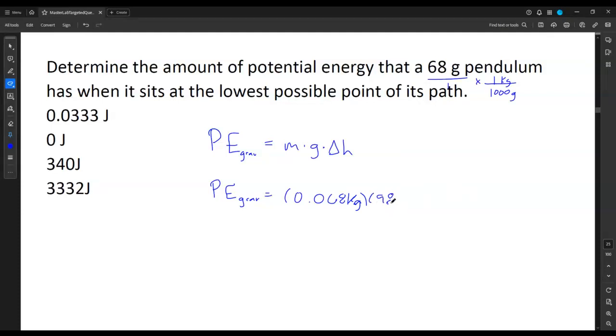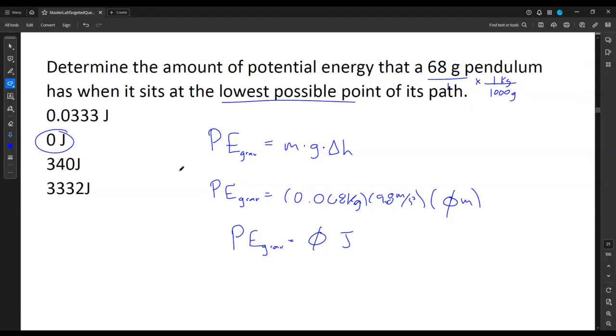Then Earth gravity, 9.8 meters per second squared. And then here, this part means the rest of it doesn't really matter, because our lowest possible point means we're at 0 meters above our lowest possible point. Well, these units all multiply to give joules, but it doesn't really matter if there's a 0 in the mix and we're multiplying all of those. So we end up with 0 joules.